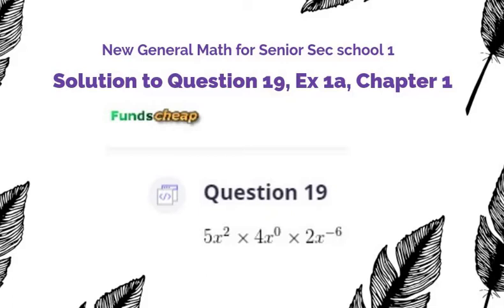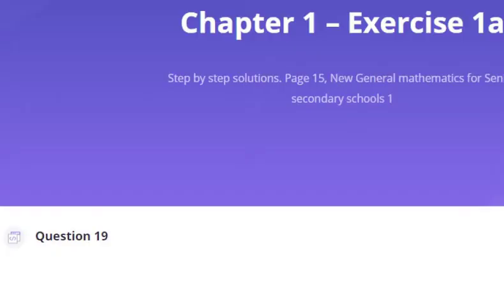We'll be solving question 19 under exercise 1A, chapter 1 of the New General Mathematics for Senior Secondary Schools, book 1. The question simply says 5x squared times 4x raised to the power 0 times 2x raised to the power minus 6. So clearly, this is a problem under indices.